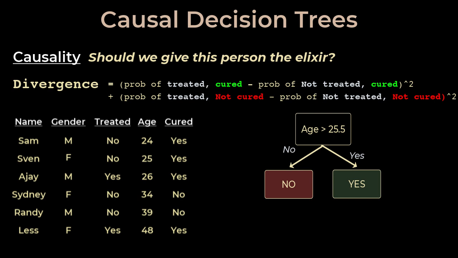But I hope you still got an idea of how to construct this tree and compute divergence and understand which split to consider. And now when a new sick person comes to me, I can use this tree to decide whether or not I should give them the elixir, as it will help me identify whether the elixir will actually help them recover, or they can just recover on their own.